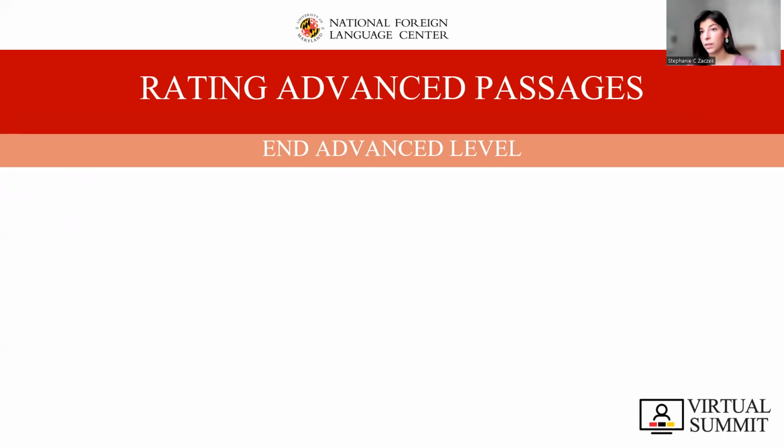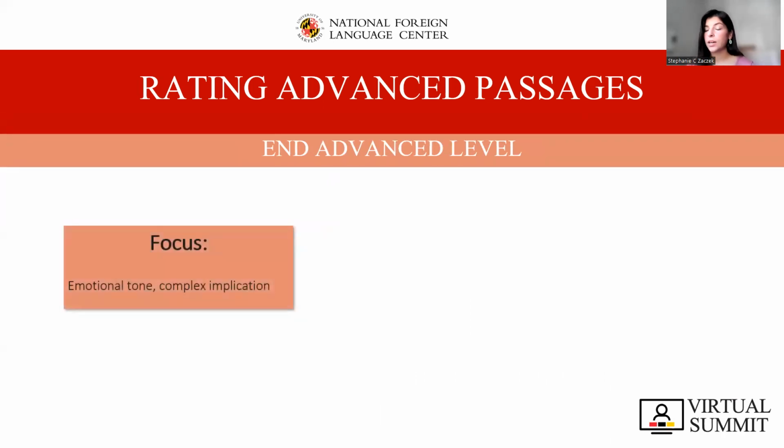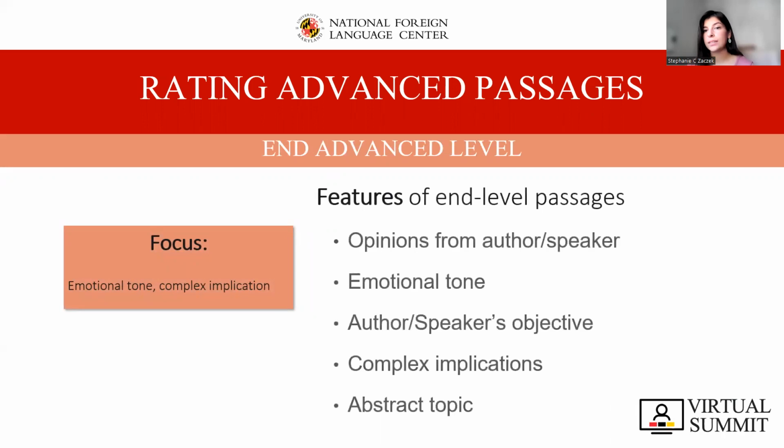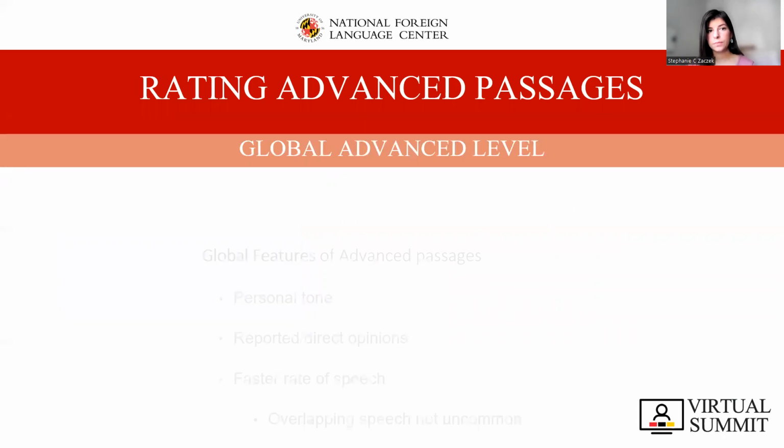At the higher end of the advanced level, learners should be able to understand and summarize opinions directly made by the author or speaker. These passages will likely have an objective, and tone should be present. In addition, the speaker or author may make references that require inferences on the part of the learner. The topic should be abstract or complex enough that the argument is sufficiently complicated and requires some interpretation on the part of the learner. Now, on to the global features of the advanced level.